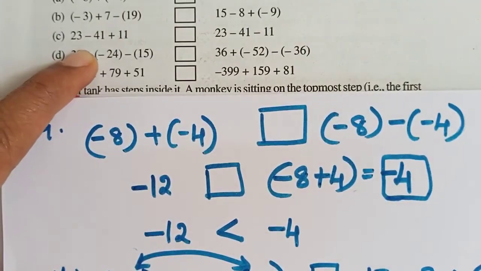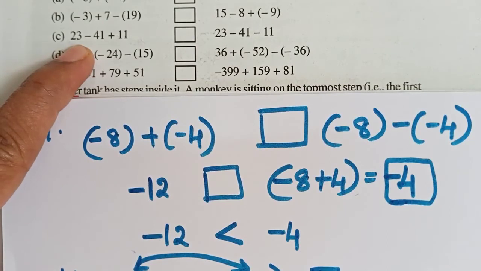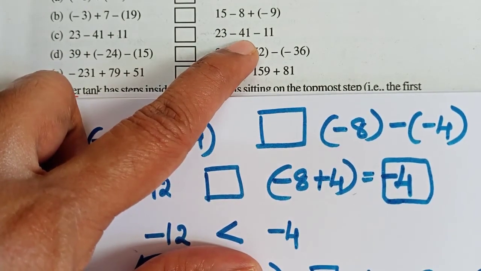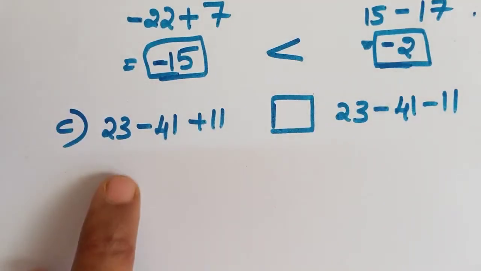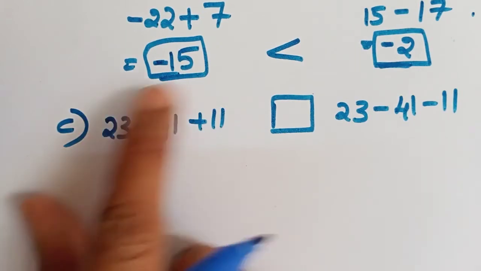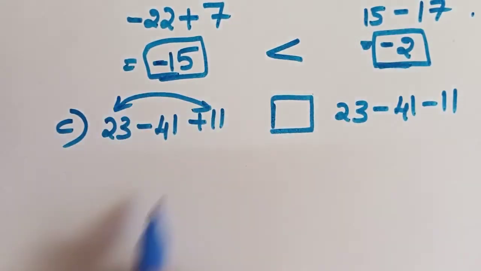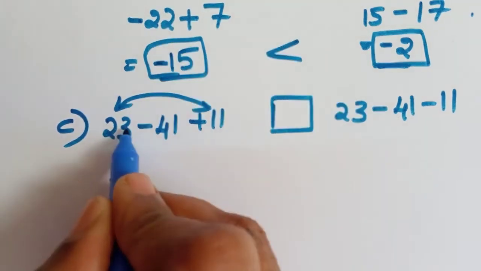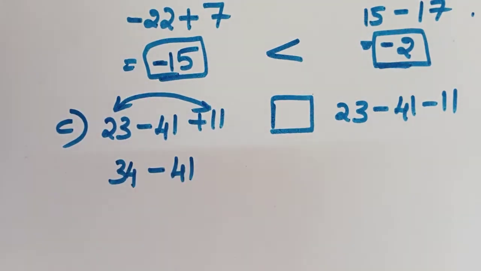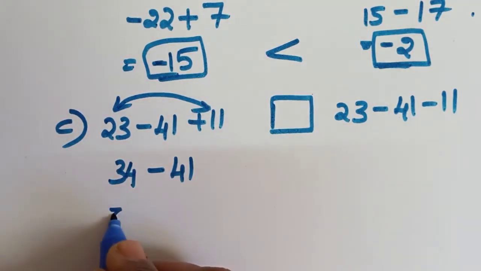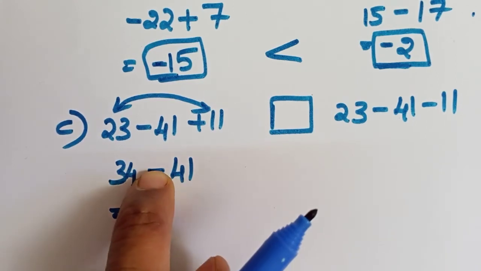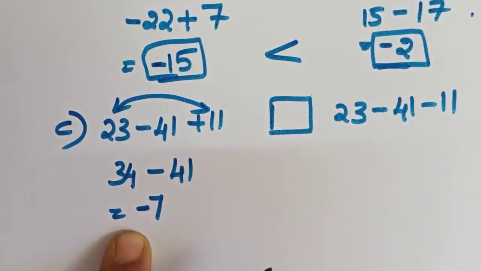23 minus 41 plus 11. See here, 23 is positive, 11 is also positive. So we can add 23 and 11 because both are positive. What will I get? 34. 3 plus 1, 4. 2 plus 1, 3. 34 minus 41. I will get a 7. But I should give minus sign because 41 is the bigger one which is having a negative sign. So I will get minus 7 this side.